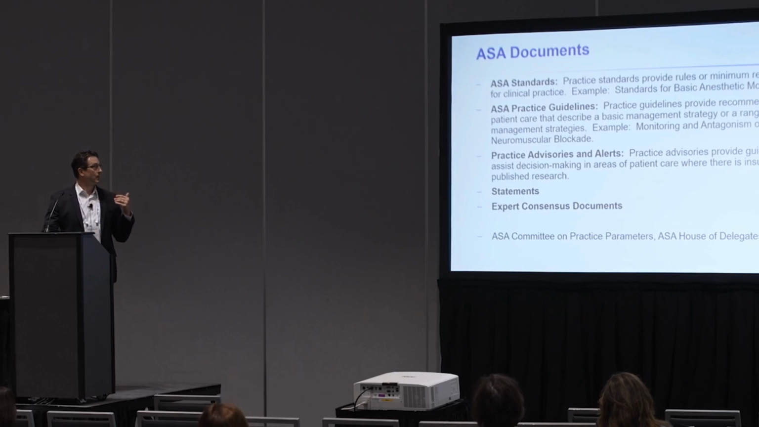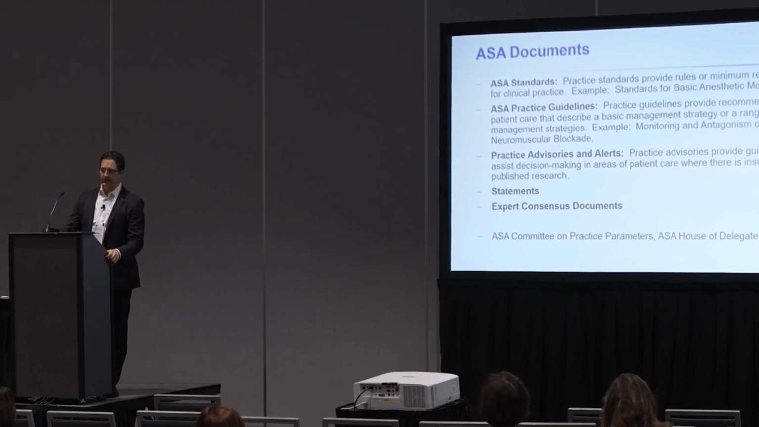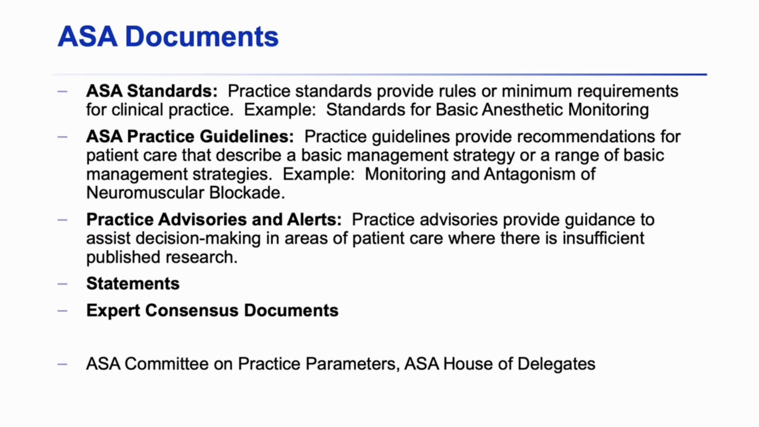So how do these come about? We have different options for publishing at the ASA. We have standards, we have practice guidelines, which is what I just went over. We have practice advisories, statements, and expert consensus documents. All of this is overseen by the ASA Committee on Practice Parameters.